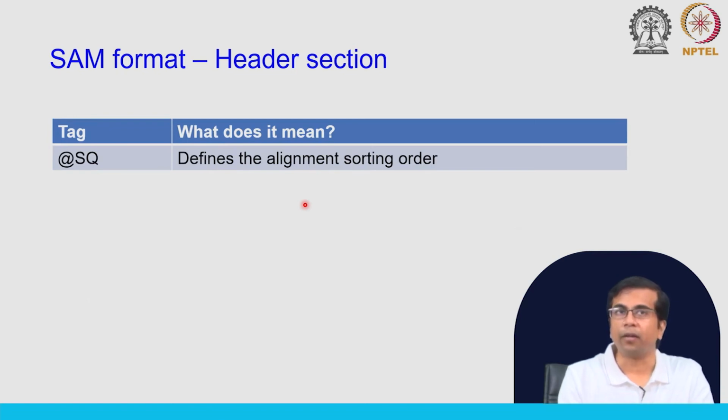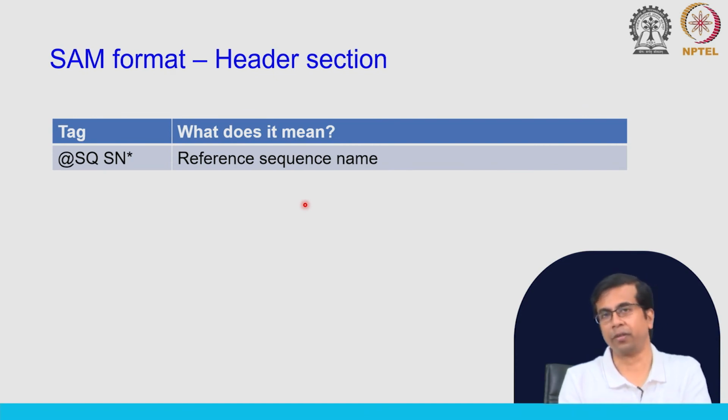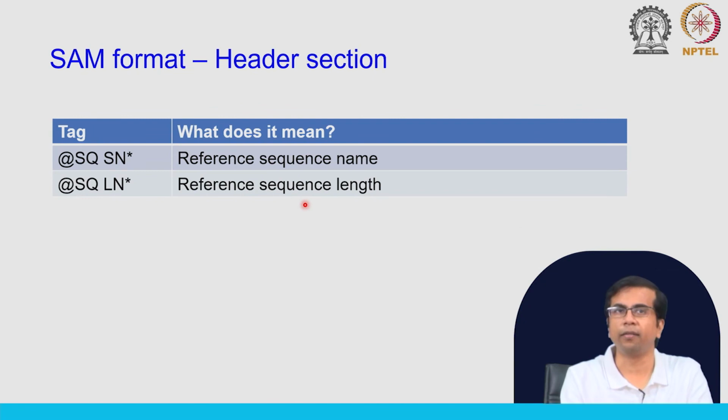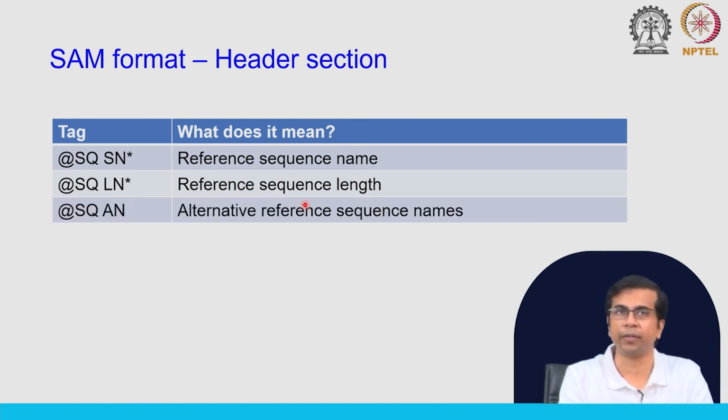Then you have something called @SQ. This gives you the reference sequences that the alignment is based on. @SQ SN, this will be the reference sequence name, and the star means this information will be there by default. Then you have SQ LN, this is the reference sequence length. Reference sequence name is the genome that you are working with. So, this information will be there.